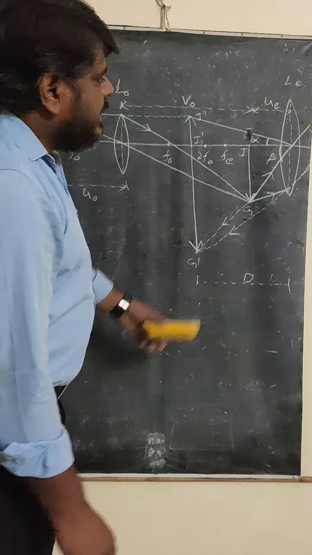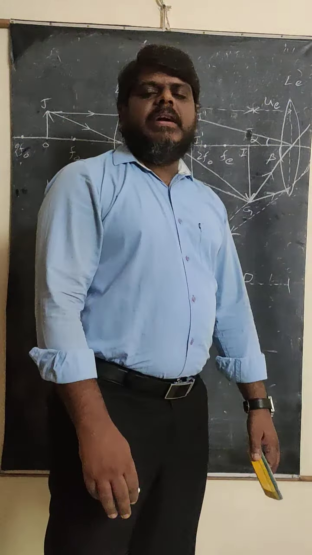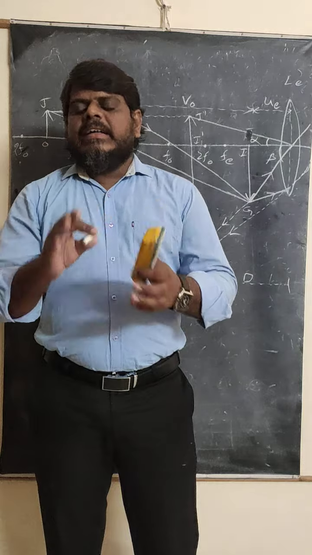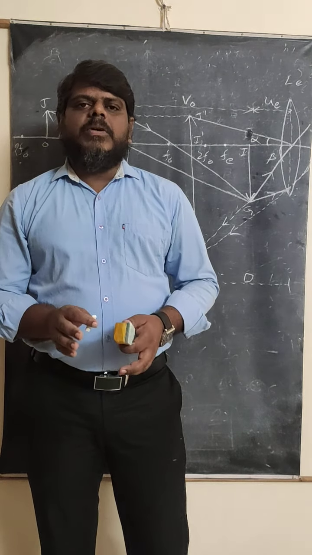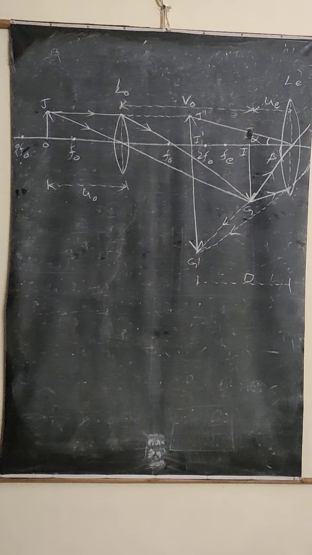Okay, so this is the ray diagram, and it is very important because this question is often asked in the 3-mark and 2-mark questions. They will ask just the ray diagram: draw a neat ray diagram with labels of the compound microscope. Then you need to draw the diagram here.